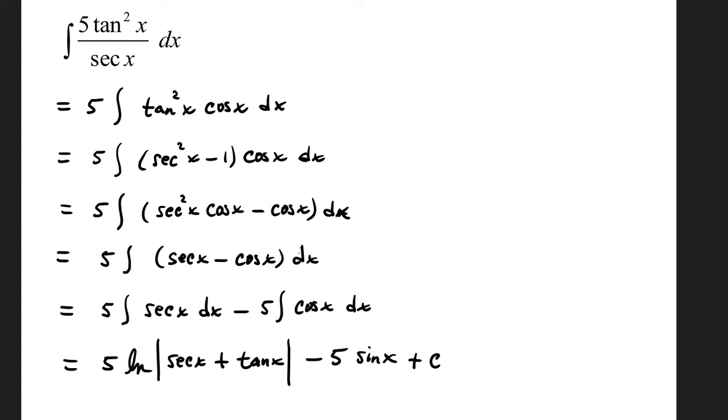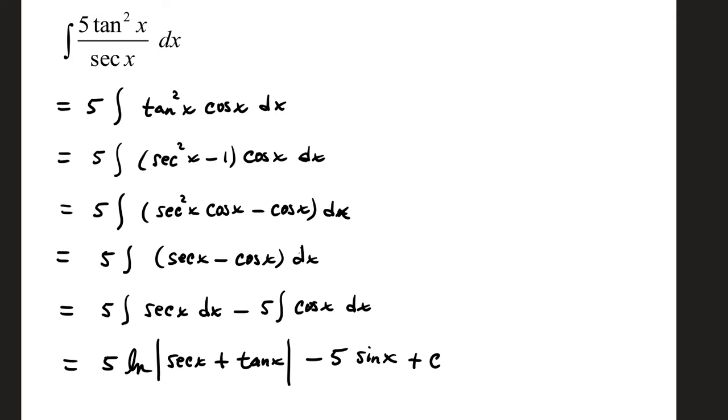Well, because secant squared is 1 over cosine squared, actually, let's look at it this way. Mentally, think of this as 1 over secant. Secant squared over secant will be secant to the 1st minus cosine x. We still have our scalar multiple of 5 out front.